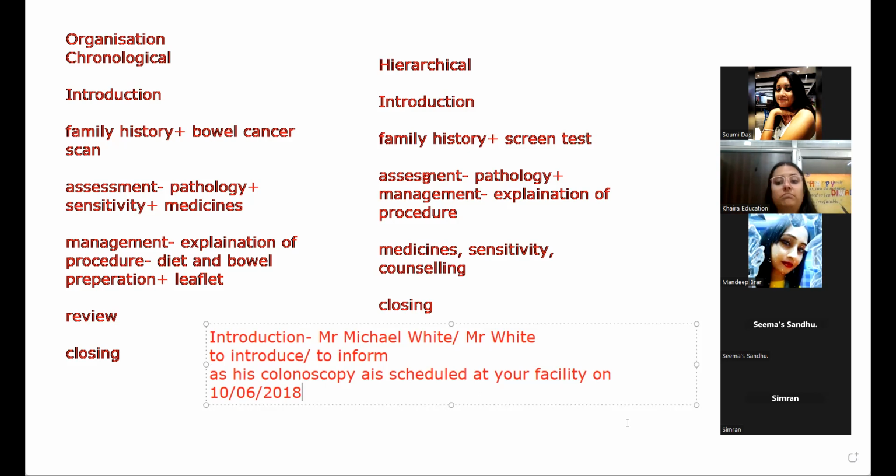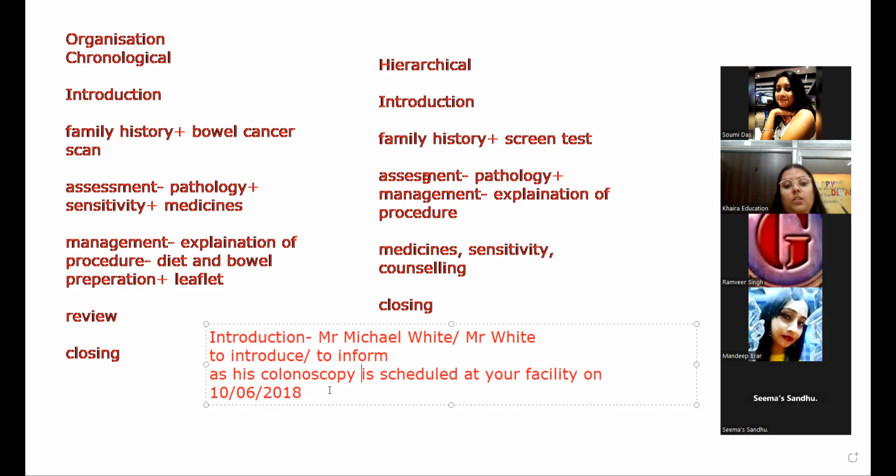No, ma'am. Mandeep says no. Why no? Ma'am, as we know about why he underwent a colonoscopy, as he has worried about his family history of colon cancer. Need reason, ma'am. So you are writing to the recipient to inform about this patient, right?